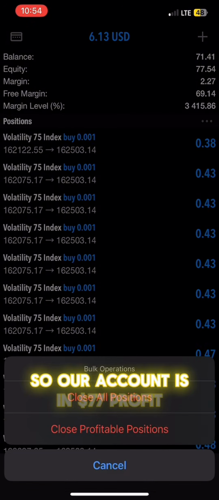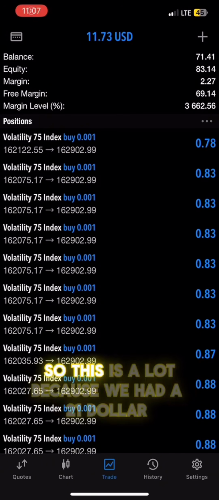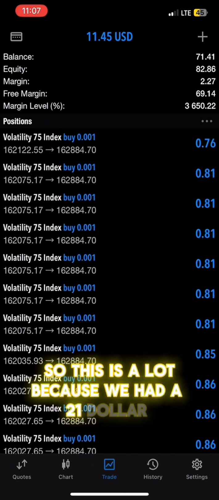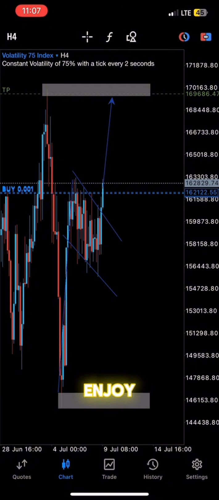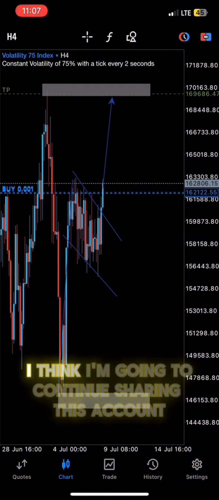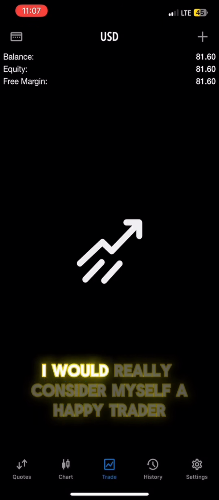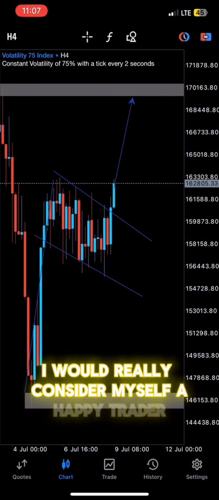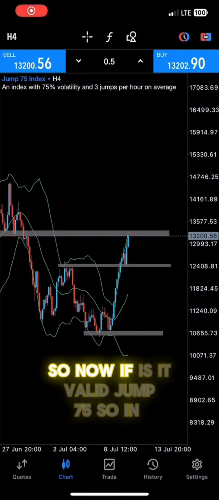So our account is in $77 profit. This is a lot because we had a $21 account. So you can actually close and then enjoy your profit. However, I think I'm going to continue trading this account. I would really consider myself a happy trader if I reach 1,000. So now we visit Jump 75.